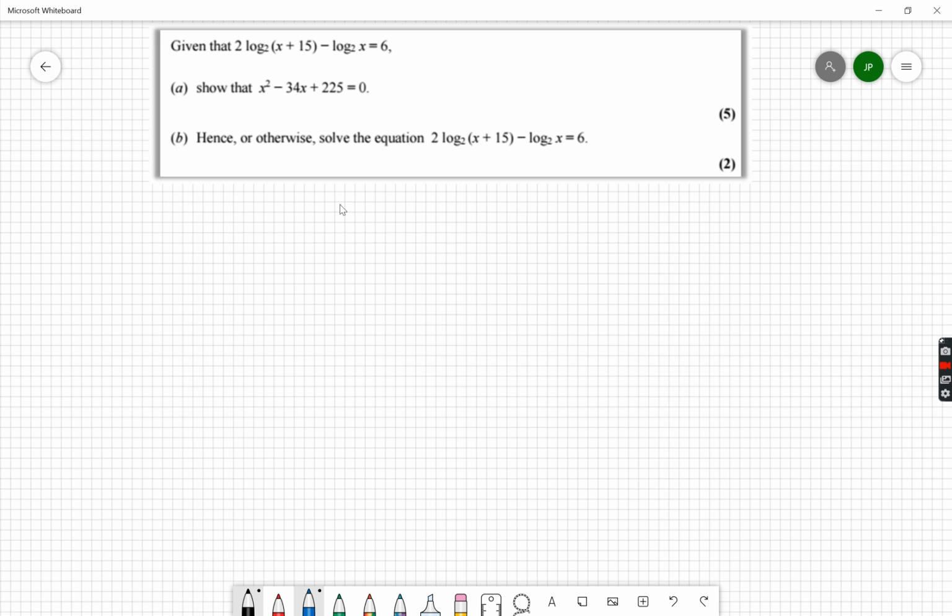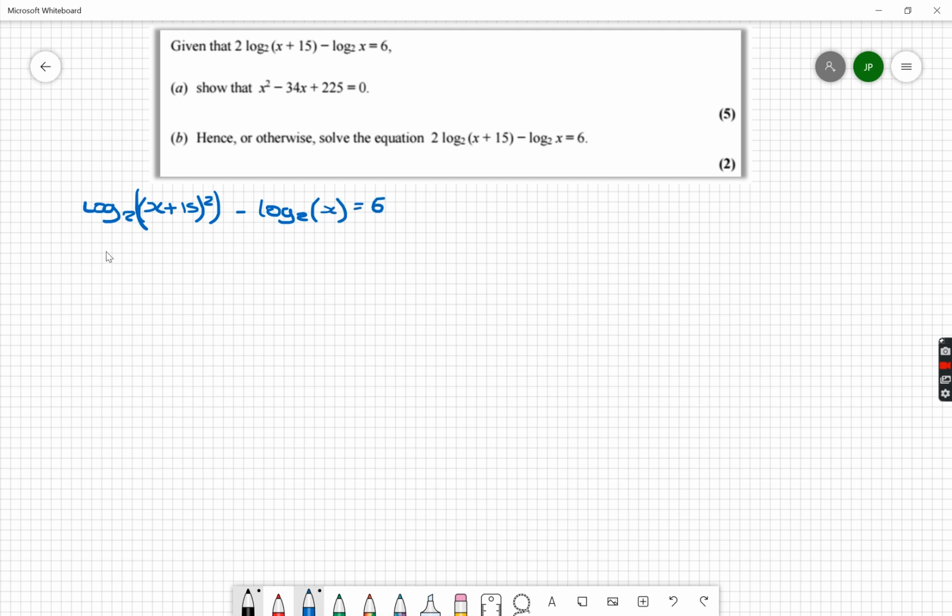So, we know to solve, we're looking at solving this, aren't we? So, I need to get it so it's an individual log first. So, first thing I'm going to do is get rid of the coefficient in front, because I know I can't simplify while I've got a coefficient in front. So, this will end up becoming log base 2 of (x plus 15) squared minus log base 2 of x equals 6.